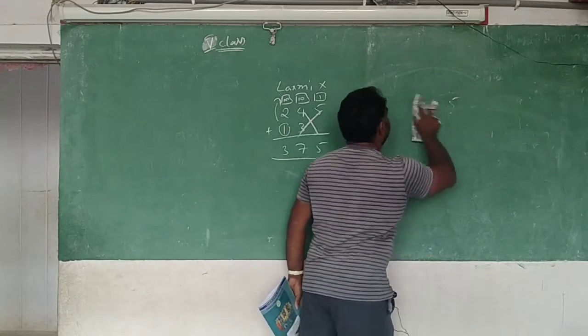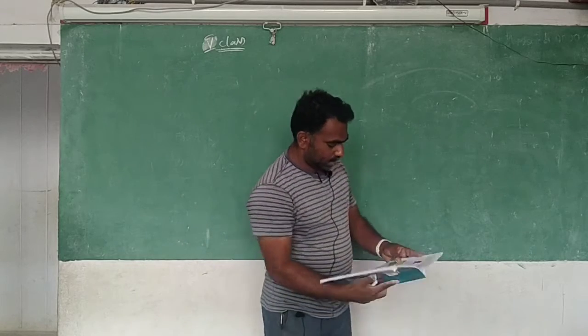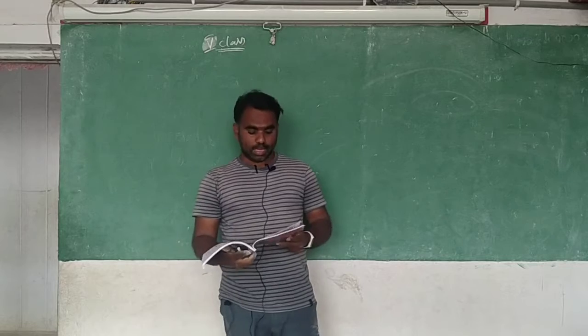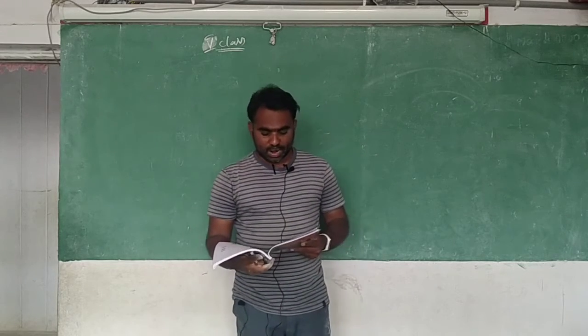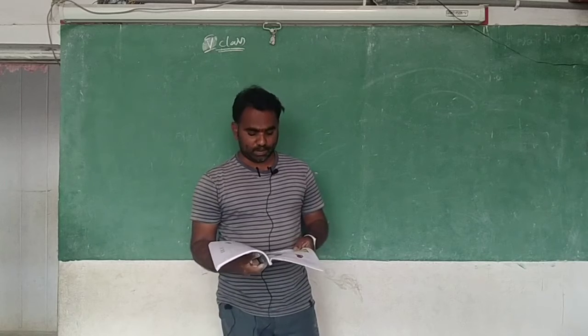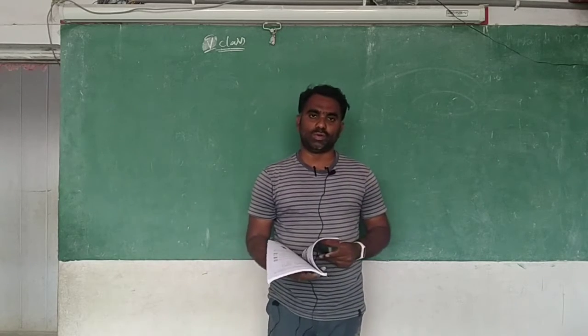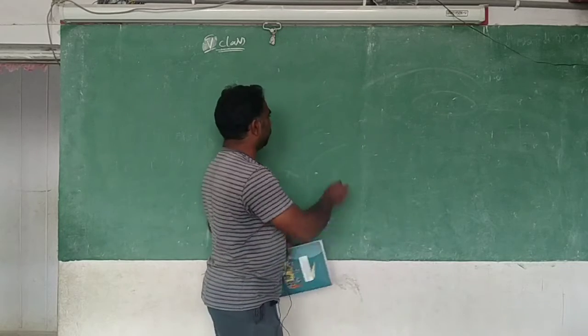Then next problem, when we are discussing the next, what is the next problem? Try this on page number 40. Ravi had 125 rupees. His father gave 45 rupees to him. How many rupees does Ravi have now? So it's a very easy question.